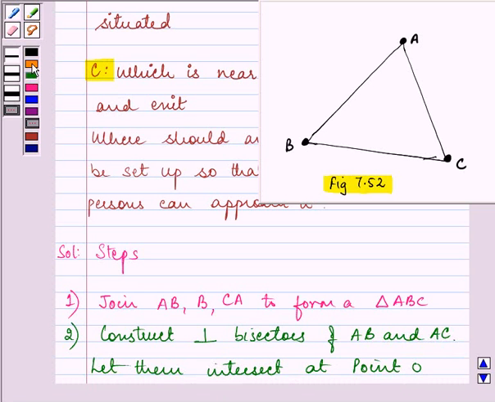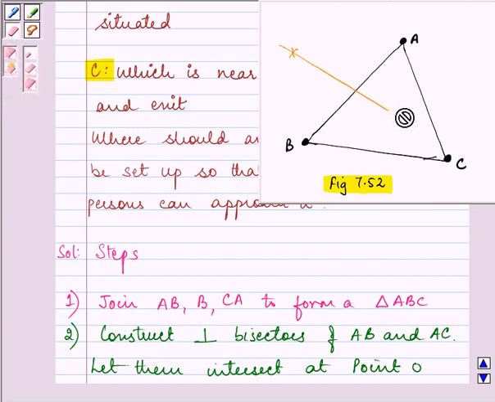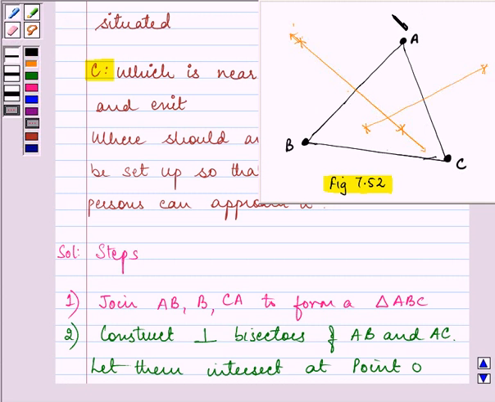You know how to construct a perpendicular bisector now, as it was explained to you in the first question also. So, I am just drawing the perpendicular bisectors. You will be drawing it in your copies. I have drawn both the perpendicular bisectors for AB and AC respectively. Let them intersect at point O. Now join O to B, O to A and O to C and measure that the distance will be the same for each of them.